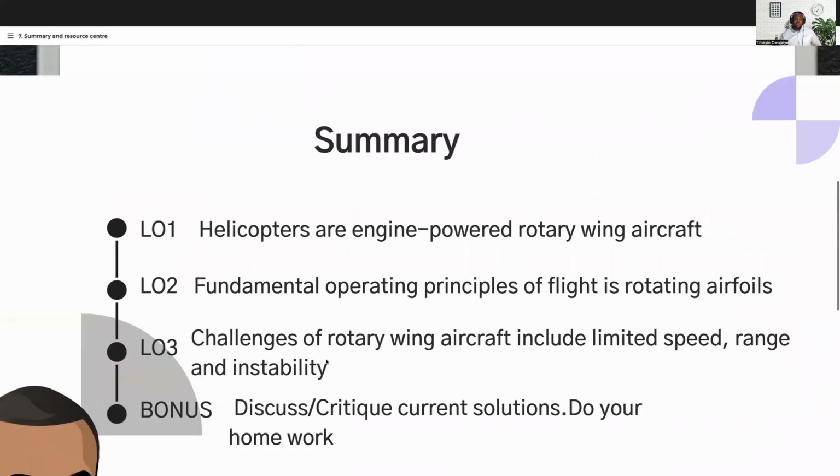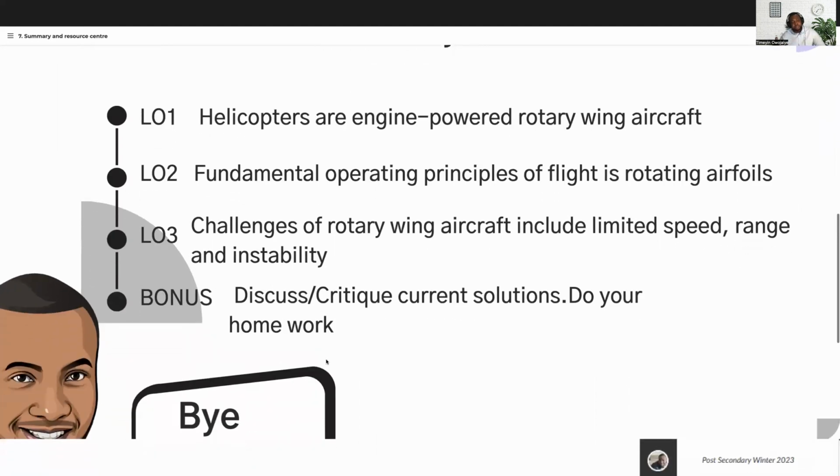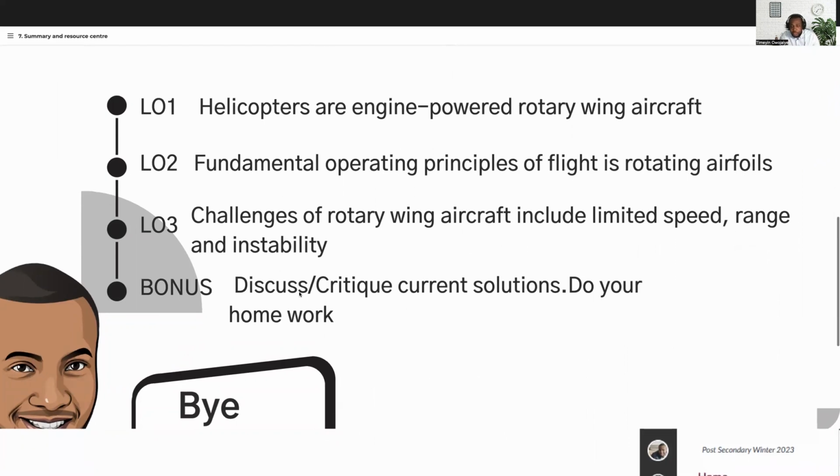So in summary, we know that helicopters are engine-powered rotary wing aircraft. The fundamental operating principles include rotating airfoils. Some of the challenges that we have is that they have limited speed, limited range, and instability. Discuss current solutions, do your homework.